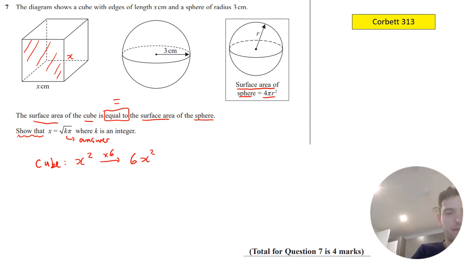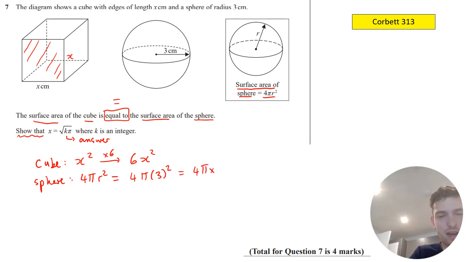What about for this sphere? Well, I'm just going to plug into the formula for 4 pi r squared what my radius is, which is 3. So that is 4 pi times 9, which is 36 pi. So now I've got the expressions for the surface area of both of them. I can make them equal to each other. So 6x squared is equal to 36 pi.